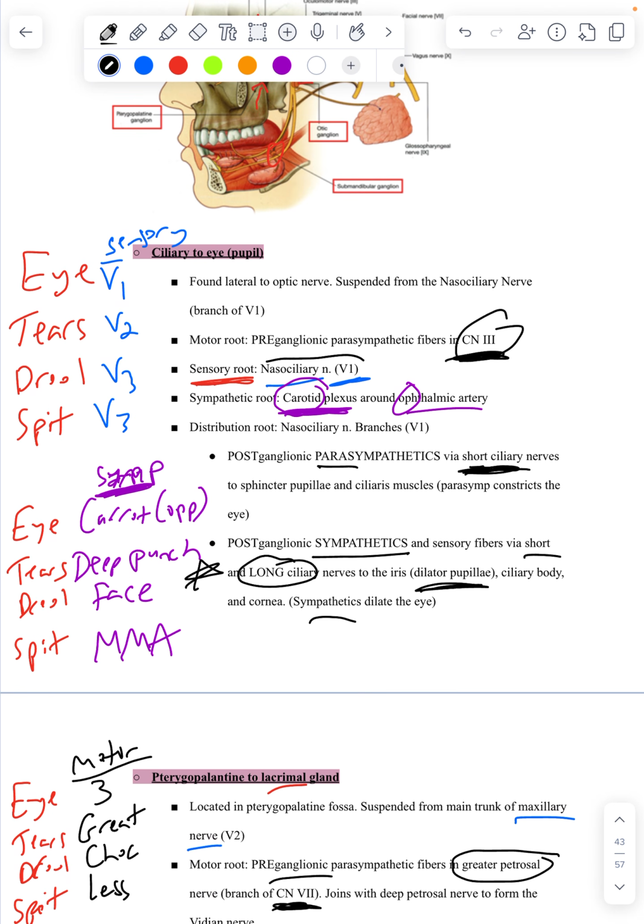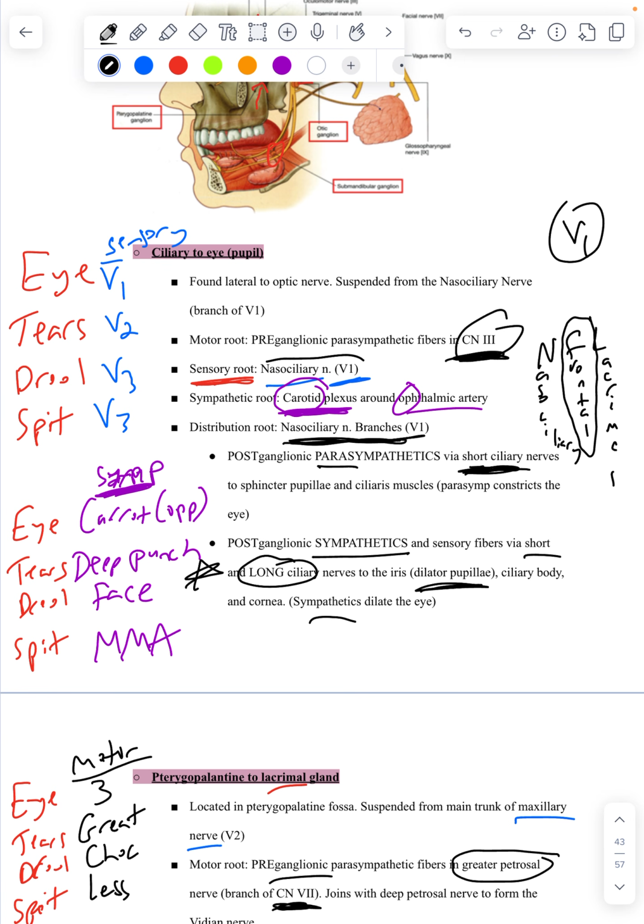And then this was the nasociliary branch. If you remember the branches for V1, they're NFL: nasociliary, frontal, and lacrimal. Those are all branches of V1, or ophthalmic of trigeminal, because it's V1. Frontal you should know because that was in the lab stuff.